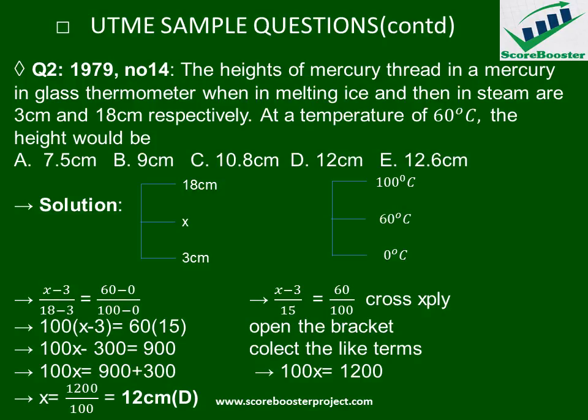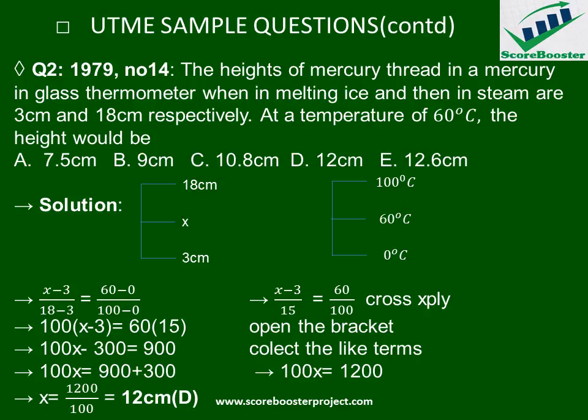So we can solve this further to get x minus 3 over 18 minus 3, which gives us 15, which is now equal to 60 minus 0, which will be 60, over 100 minus 0, which is 100. Then we can cross multiply. When we cross multiply, you get 100 into x minus 3 will be equal to 60 into 15.